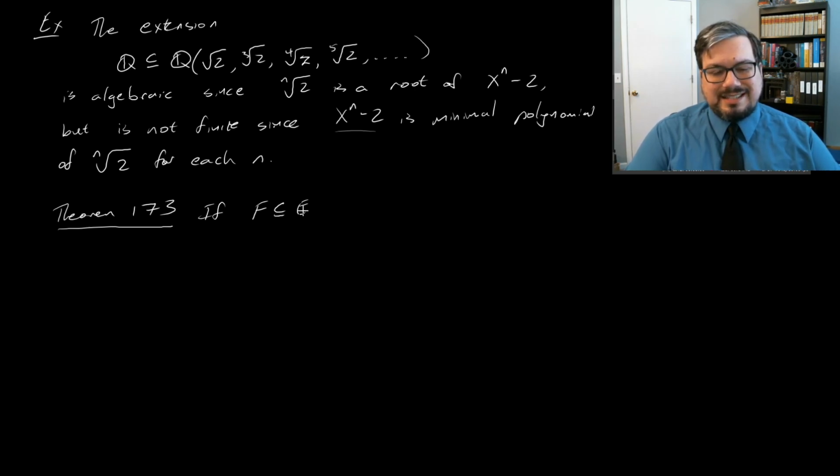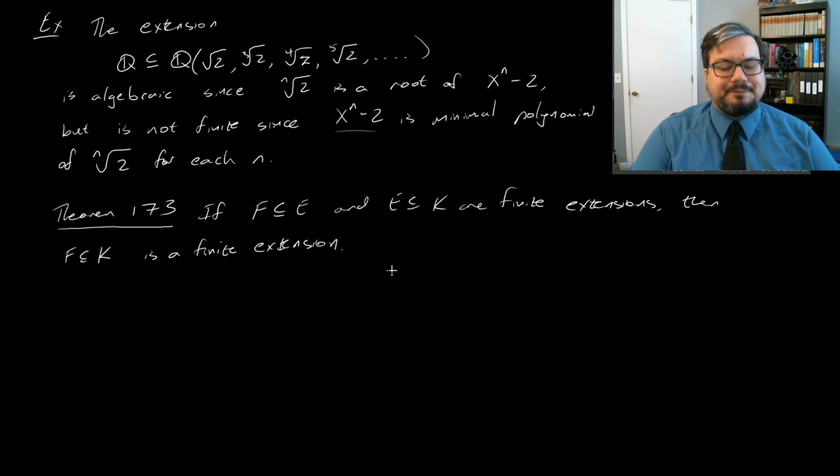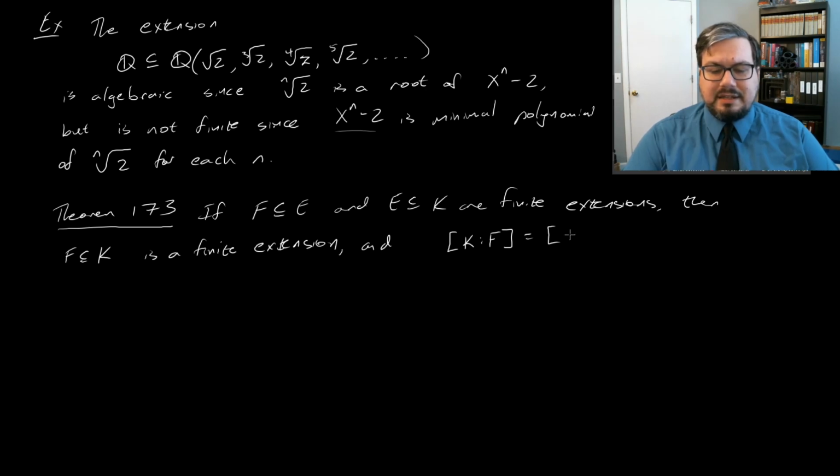So, Theorem 173 says that if F contained in E and E contained in K are finite extensions, then F contained in K is a finite extension. The composition, if you like, of two finite extensions is itself finite. And furthermore, we have that the degree of K over F is equal to the degree of K over E times the degree of E over F.